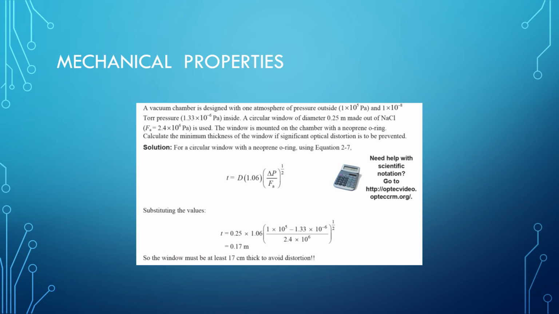Now, 17 centimeters is actually quite thick for a window. But the reason that we need that is because we have a very large pressure differential between the inside and the outside. And therefore, we need a window of this amount of thickness so we don't get distortion.